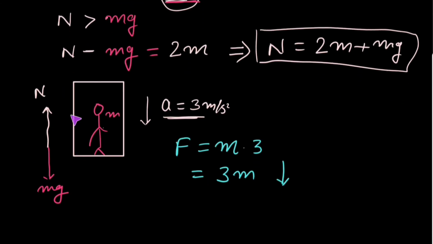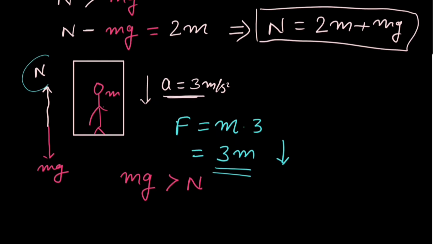So from here we can see that the downward force has to be greater than the upward force with this much magnitude, or we can say that the downward force mg has to be greater than N, the upward force. The difference should be equal to the force required for the body to move with this much acceleration in the downward direction.